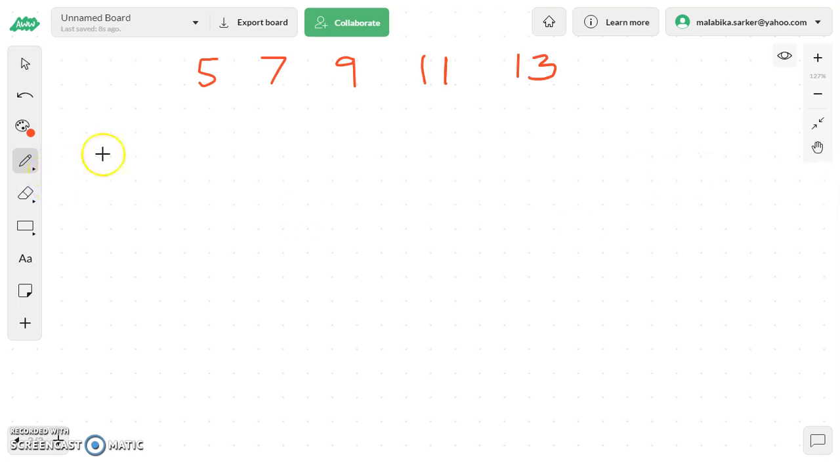And the arithmetic sequence, which is also known as arithmetic progression, is a sequence in which the difference between the consecutive numbers is a constant. Now let us find out what is the difference between these two consecutive numbers. This is 2, this is 2, this is 2 and this is 2. So this constant difference is also known as the common difference.